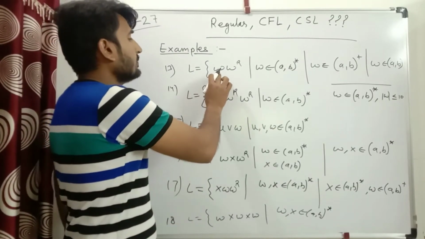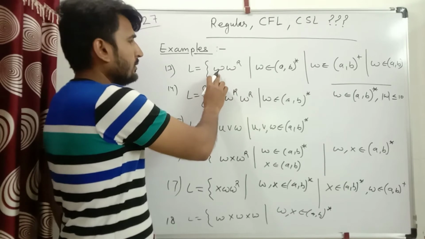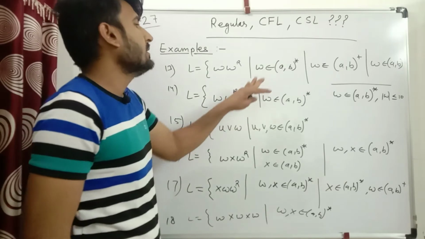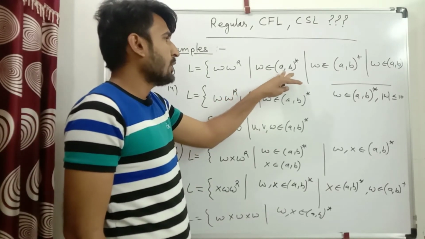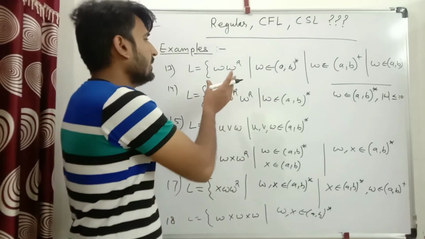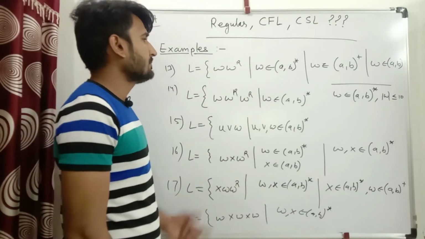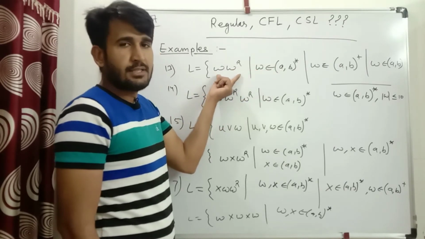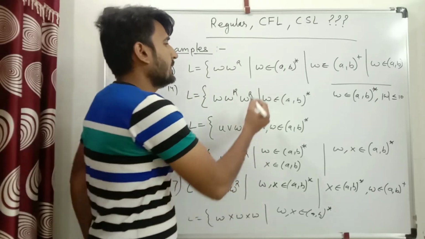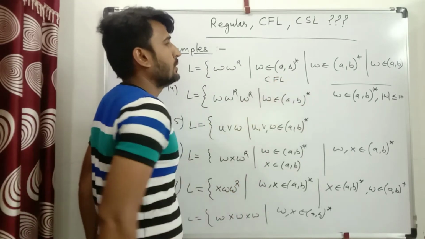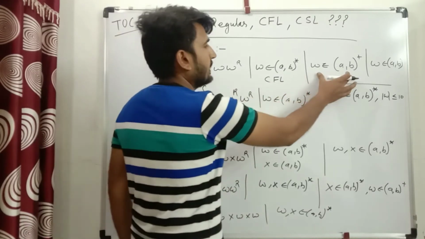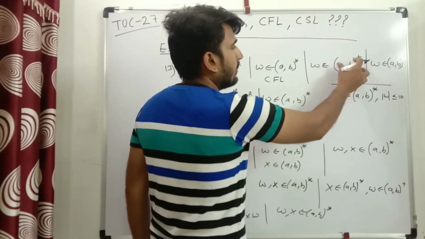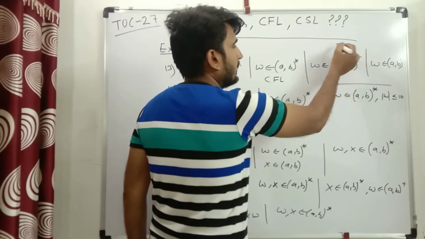If L is given as W W-reverse, W is the string, W-R is the reverse of that string. If the given condition is W belongs to (a comma b) star, then tell me which type of language. W is the string, W-R is the reverse string. There is one comparison, so it is CFL. Okay. Now take this: W belongs to (a comma b) whole plus. It is positive closure.